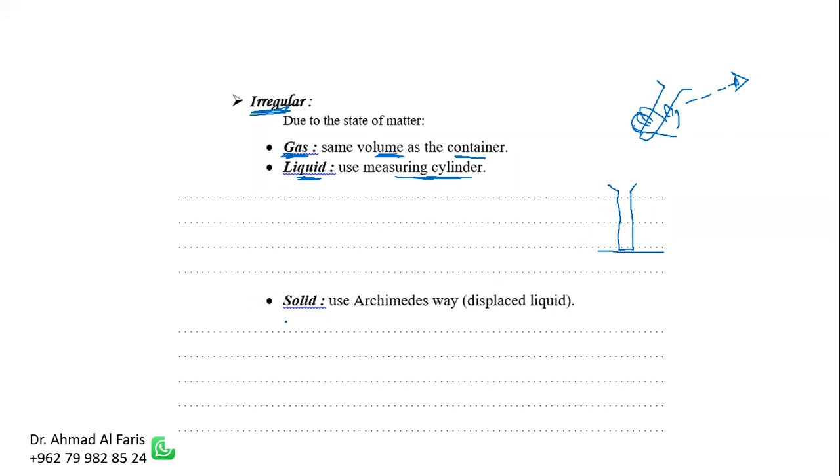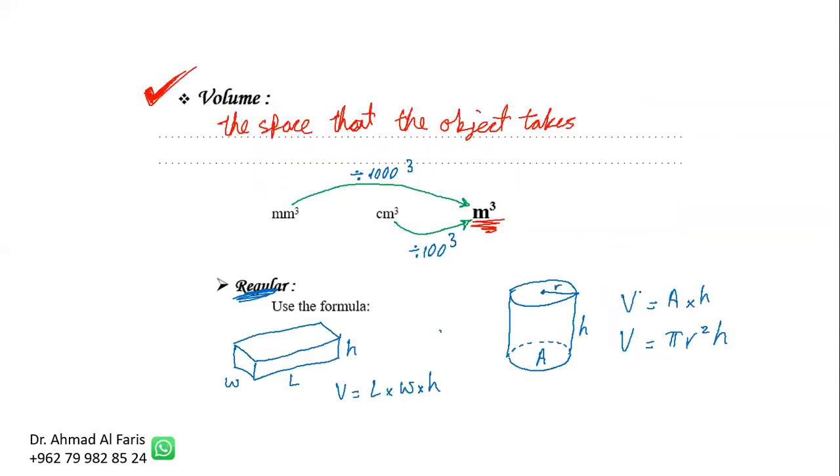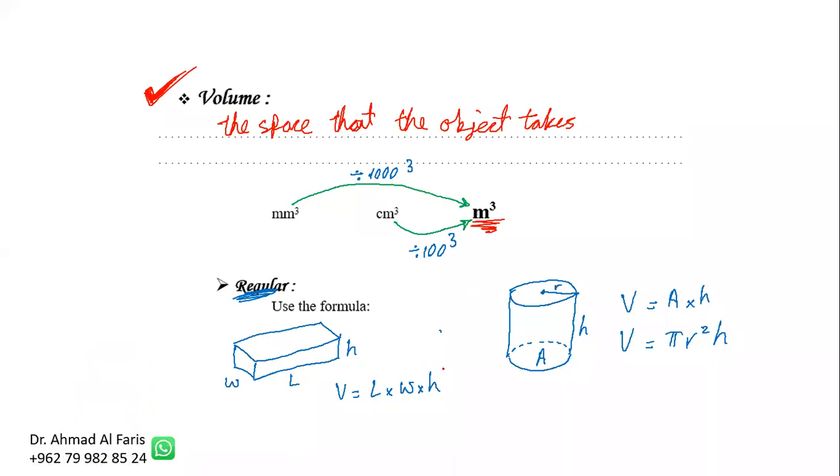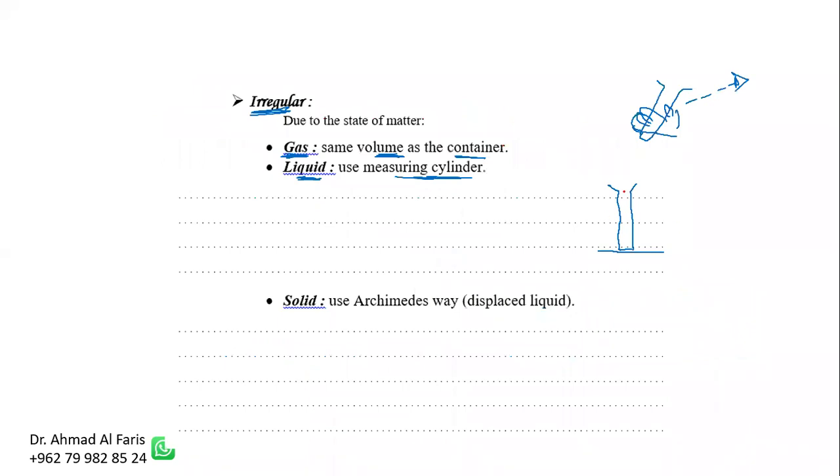Can I repeat the volume of the cylinder? Yes, the volume of a cylinder equals base area multiplied by height. The base area is pi r squared, multiplied by the height. Okay, so these are the formulas for the volumes that we have to know, for a box or parallelogram, or for a cylinder or a disk. So to know the volume of any liquid, I have to use a measuring cylinder.